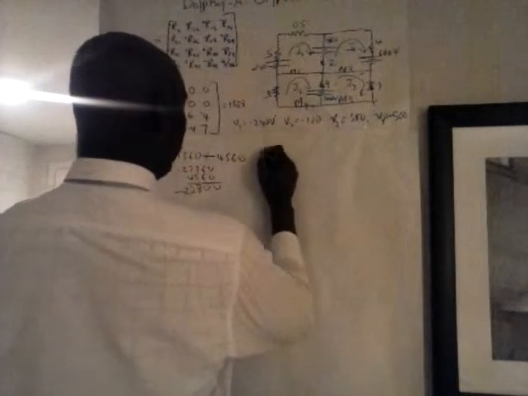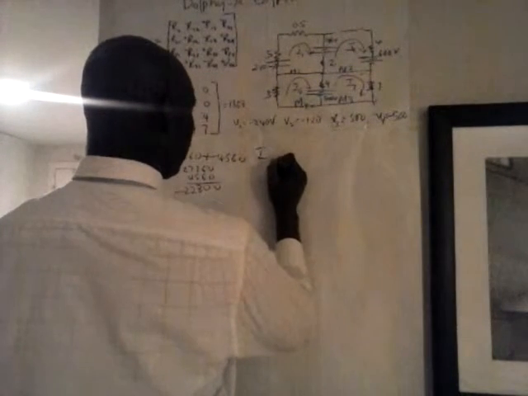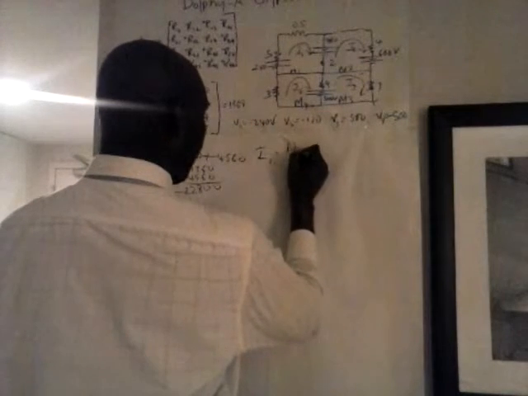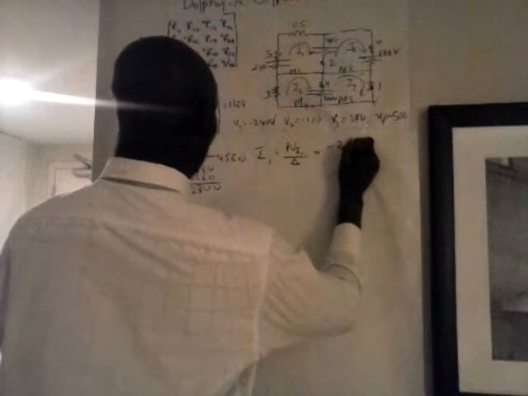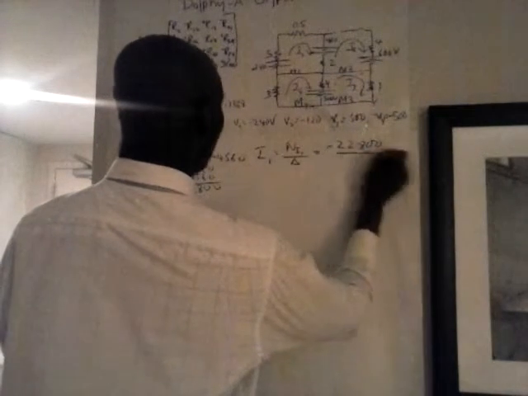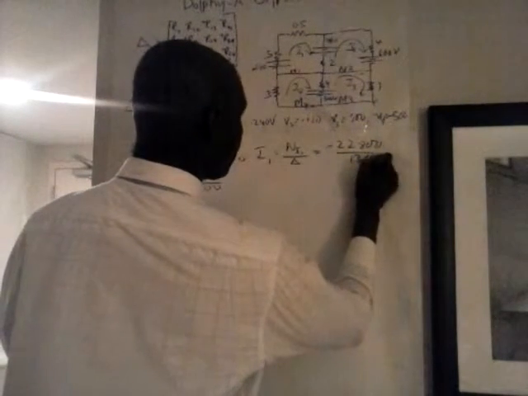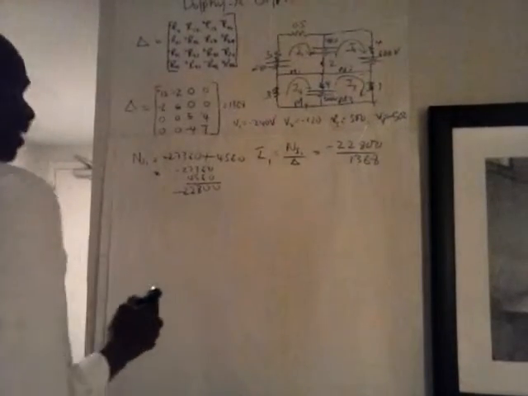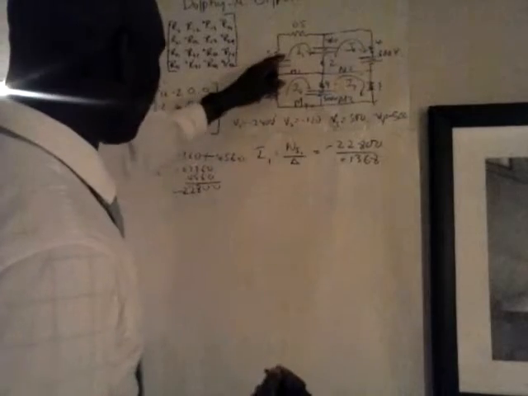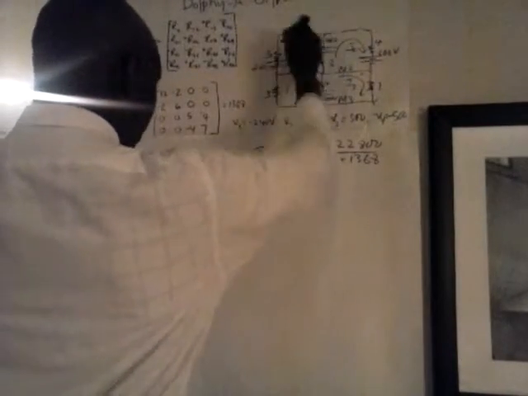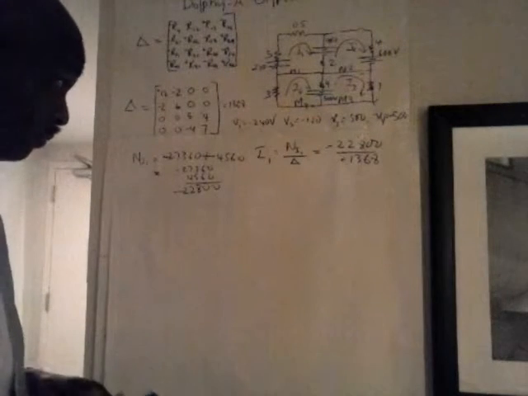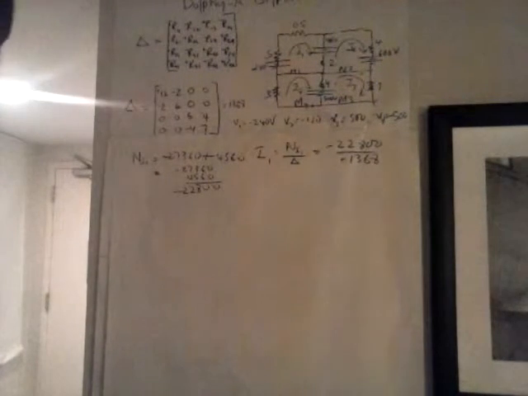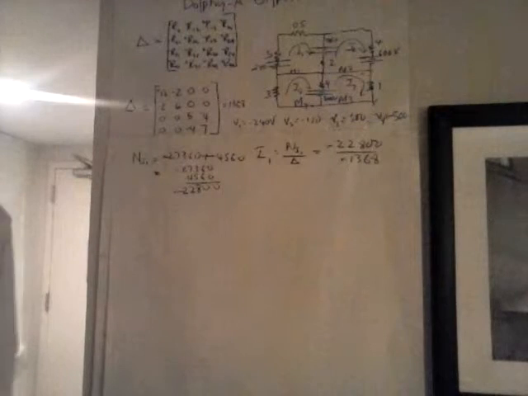So we see now that I1 is equal to Ni1 over delta, which is equal now to minus 22800 over 1368. So that's a negative over a positive. That makes it a negative. So we're saying now that I1 is really going in this direction according to this derivation. Okay, let me see if I could find a calculator and calculate that.